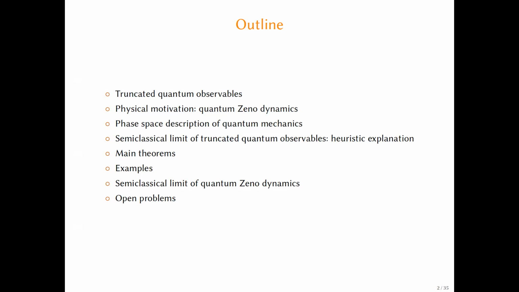Then I will provide some heuristic explanation of the results, so very basic, and then I will state our main theorems, rigorous theorems. Then I will present some examples, some models that we have studied, and finally, if I have time, I will discuss also something about the quantum dynamics generated by this kind of truncated observables and the proper semi-classical limit.